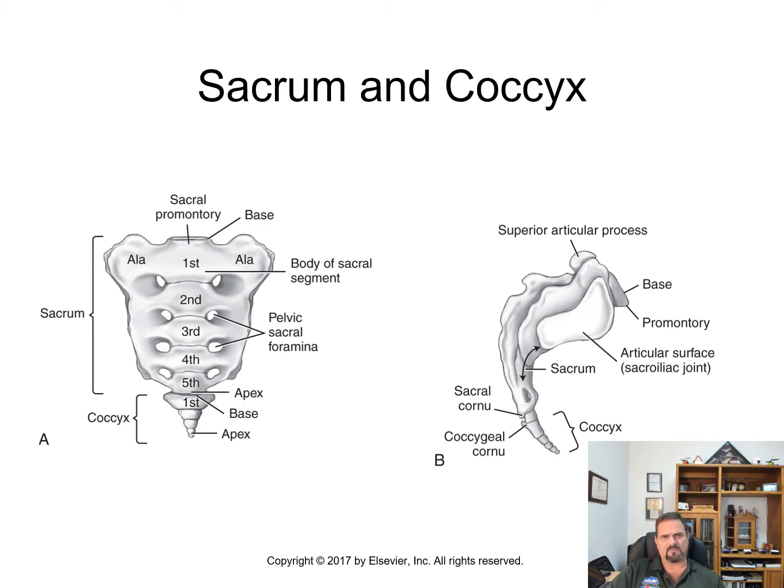All right, so then you have the sacrum and coccyx, which are fused vertebrae. You have sacrum 1, 2, 3, 4, and 5, and then you have your coccyx, which is only considered as one vertebra with an apex on both ends and then a base. So that's your coccyx there. This is integrated into the pelvis.